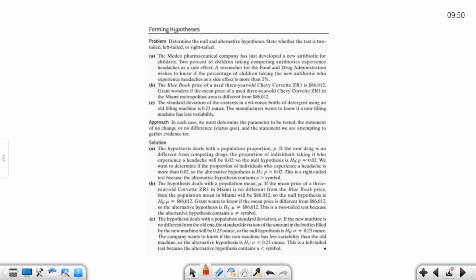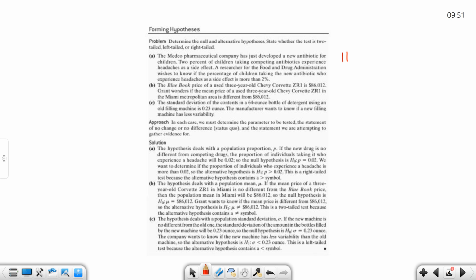That's why it's right-tailed. The Medco Pharmaceutical Company has just developed a new antibiotic for children. 2% of the children that take competing antibiotics get a headache as a side effect. The FDA researcher wants to know, hey, does the new antibiotic have headaches at a higher rate, more than 2% or not? Because if it does the same thing and it's a higher account of headaches, then why give it, right? You already have something that gives fewer headaches.